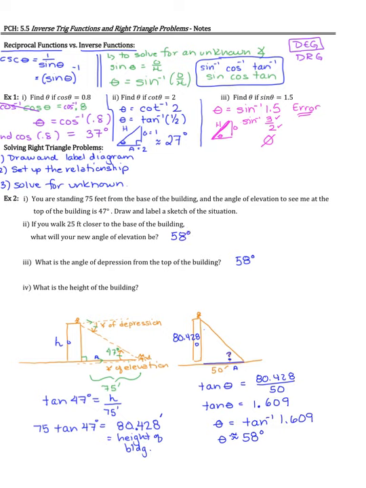And what is the height of the building? We had to find that to solve the other problem. So it's approximately that many feet. All right, so draw those diagrams, set up that relationship, solve for the unknown.